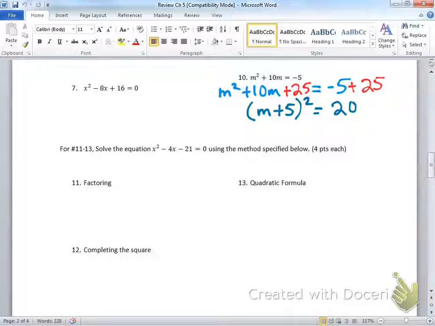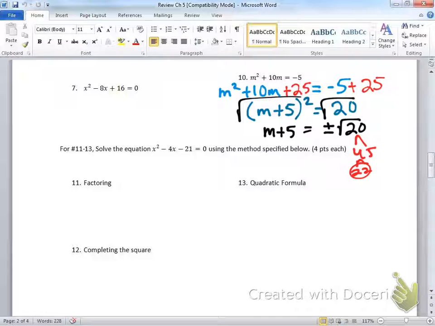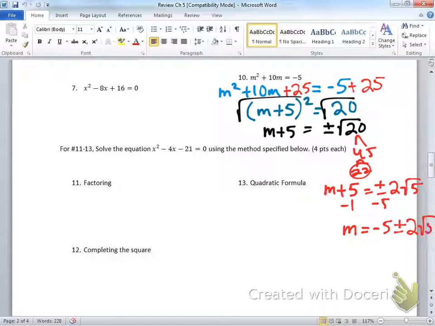Okay? Everybody still with me? Then you can take the square root of both sides. That's when you have to introduce the plus or minus. So on the left side we have m plus 5. On the right side we have plus or minus square root 20. Do a tree for 20. You still get the same thing. So m plus 5 equals plus or minus 2 square root 5. And then minus 5. We usually write that in front of the plus or minus. So negative 5 plus or minus 2 square root 5.